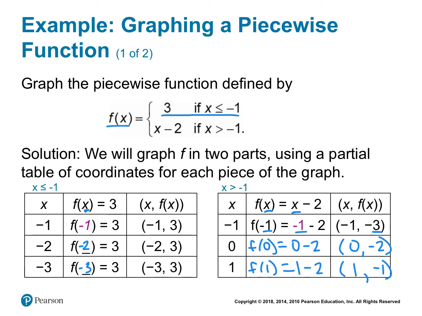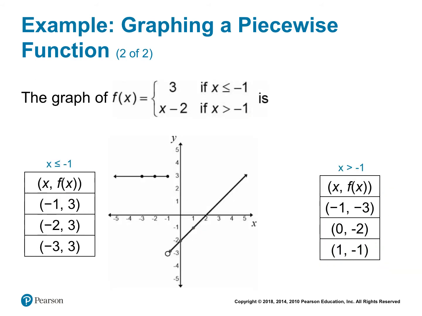Then we're going to take these sets of coordinates and graph them on the next slide. So here are two different tables. This first one was when x was less than or equal to -1, so that was this equation. You can notice it's just a horizontal line. So I graph -1, 3, then I graph -2, 3, then I graph -3, 3.